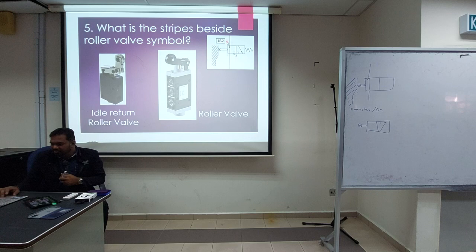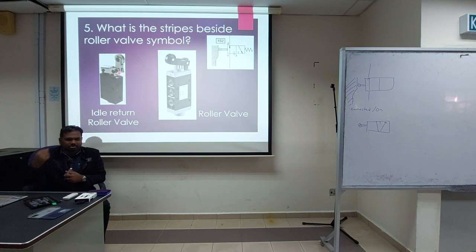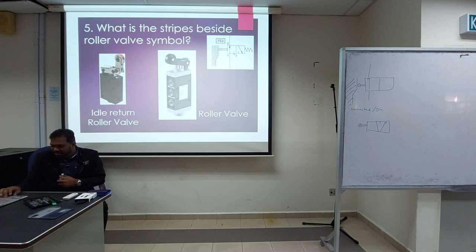So maksudnya roller valve tu ada activated. So boleh tengok the actual picture. Ini adalah idle return roller valve. Boleh tengok macam ada siku. So you can see like you have an angle. Ini adalah roller valve biasa. So cylinder extend, dia akan tekan ke bawah. Okay, so depends on the construction.